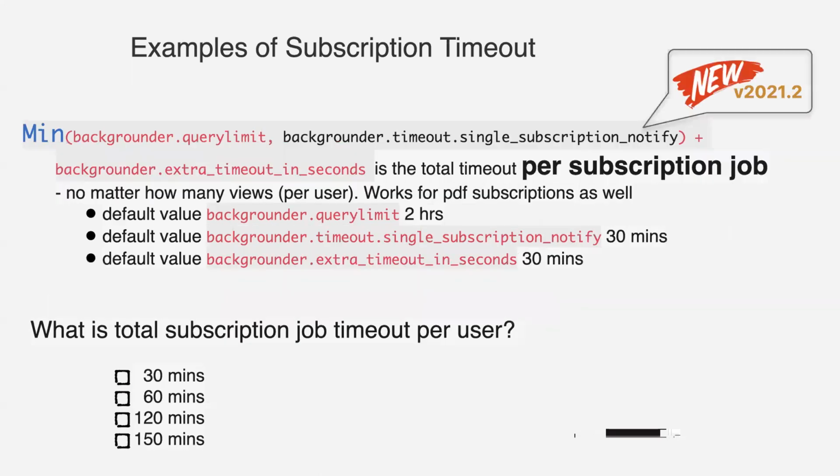Let me try the next one, the new key. I know this is not easy. That's why I'm trying to translate. For the new key, if you don't do anything, with the default value, what is the total subscription job timeout per user? That's also 60 minutes. Okay, that's 60 minutes. That's very long. I know, very long.